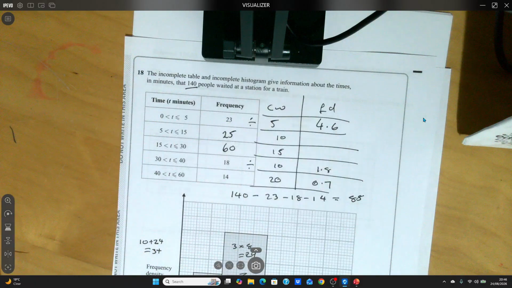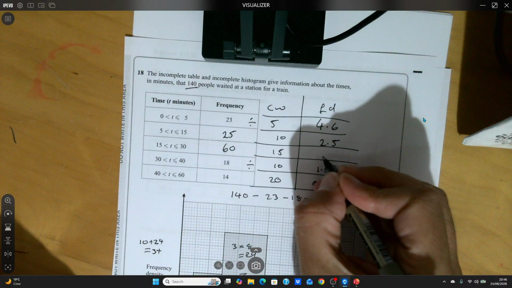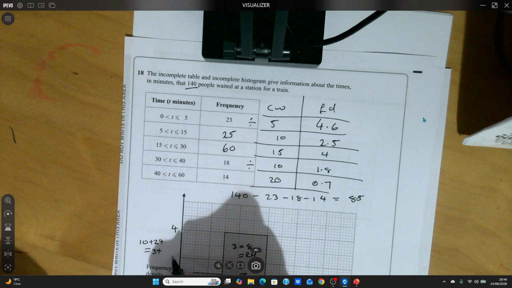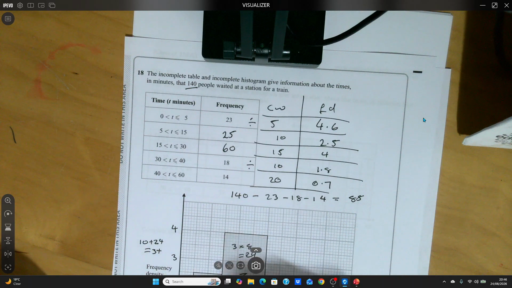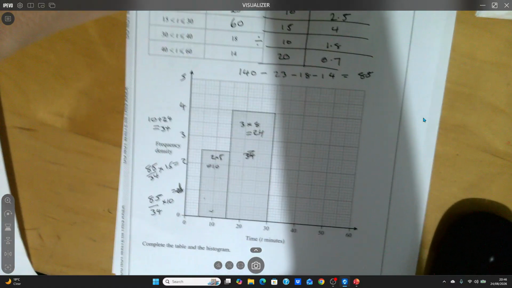Right, so now I can work out my frequency density. 2.5, 4. So that must mean that that is 4, that is 3, that is 2, that is 1, that is 5, and that is 0. So I've got my axis.